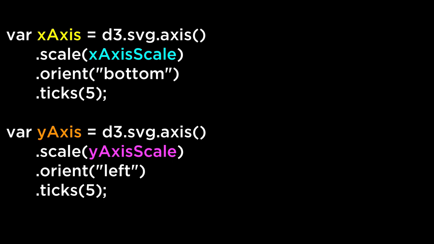Next, we use the x and y linear scaling functions to define the D3 SVG axis functions. We give each axis an orientation as well as the number of ticks that we would like them to have. In both cases, we would like 5 ticks.